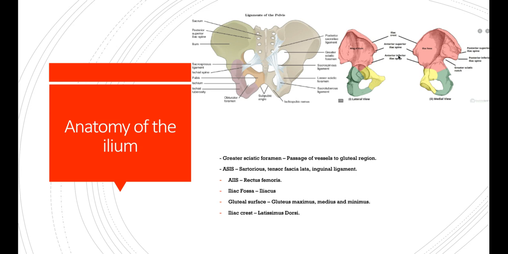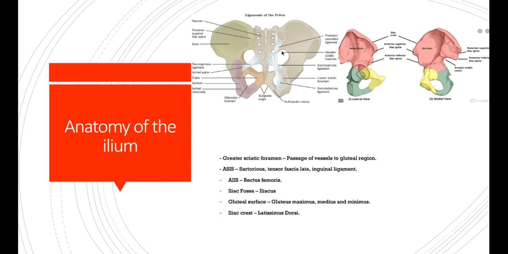The anterior inferior iliac spine is the origin of the rectus femoris muscle, which is one of the quadricep muscles, and that allows flexion at the hip. The posterior surface of the ilium is called the gluteal surface, and this is where the gluteus maximus, medius, and minimus all originate from.